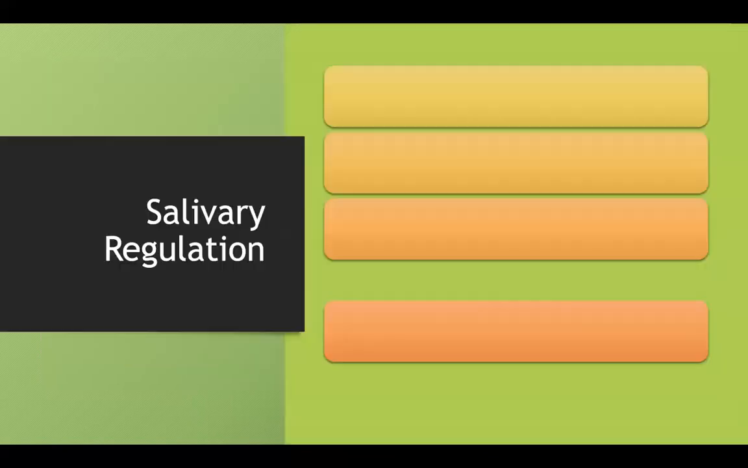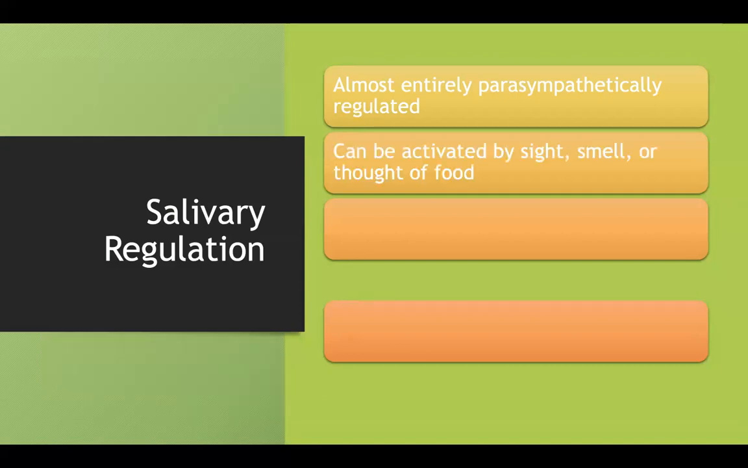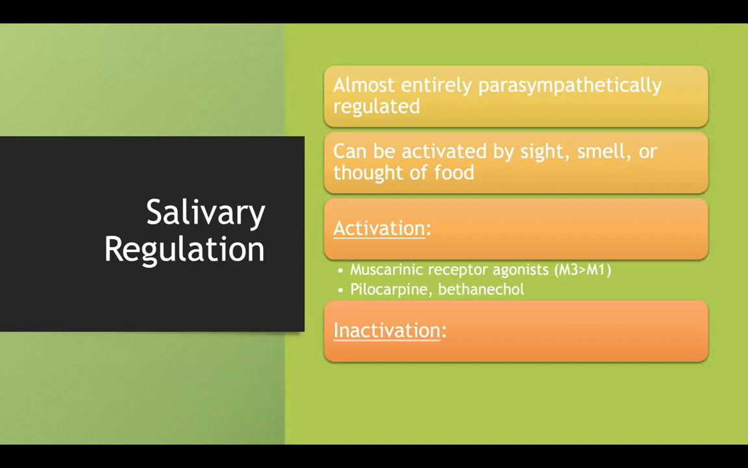Now let's talk quickly about saliva regulation. It's almost entirely parasympathetically regulated, which is kind of why I've already laid the framework of the parasympathetic activation, and we'll talk about that inhibition in a little bit. It can be activated by sight, smell, or the thought of food. And so activation can occur with muscarinic agonists, which are pilocarpine and bethanechol, a couple examples, and it could be inhibited by muscarinic receptor antagonists like atropine and scopolamine.